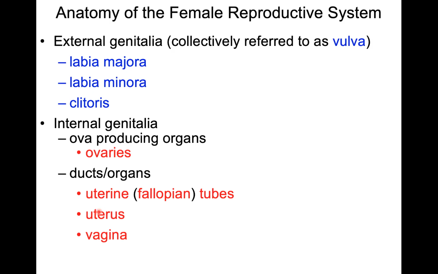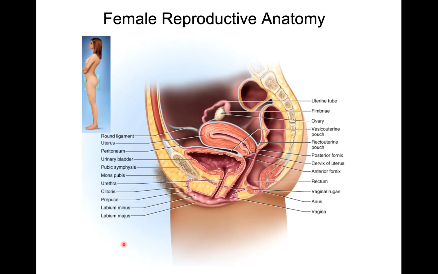Now transitioning to the female reproductive system. External genitalia include the labia. There's two labia, majora and minora. Some manuals, like I think your lab manual, call it labia major and labia minor. I'm fine with all those answers. Then it has the clitoris. All three of these are going to be considered the external genitalia, and together it's called the vulva. The internal genitalia includes the ovaries, which make eggs, the fallopian tubes, the uterus, and the vagina.